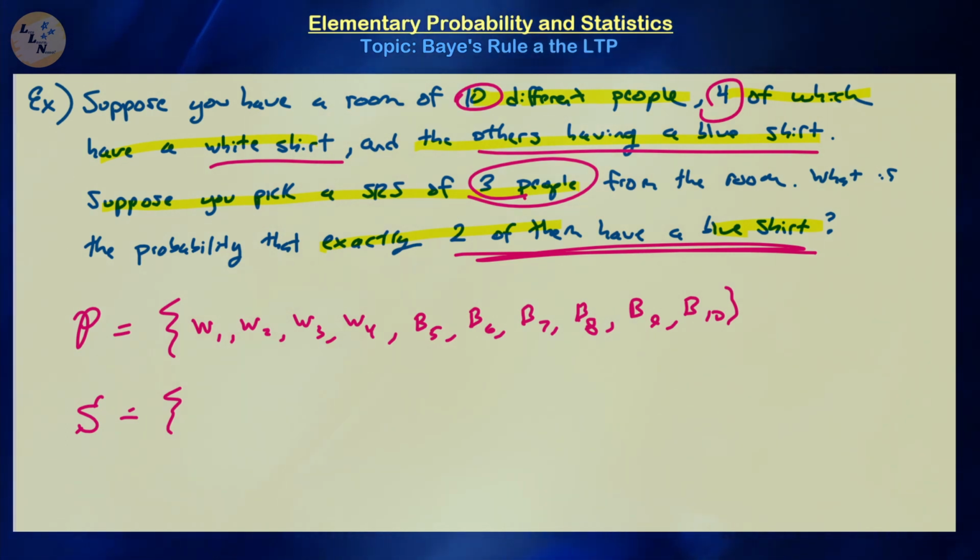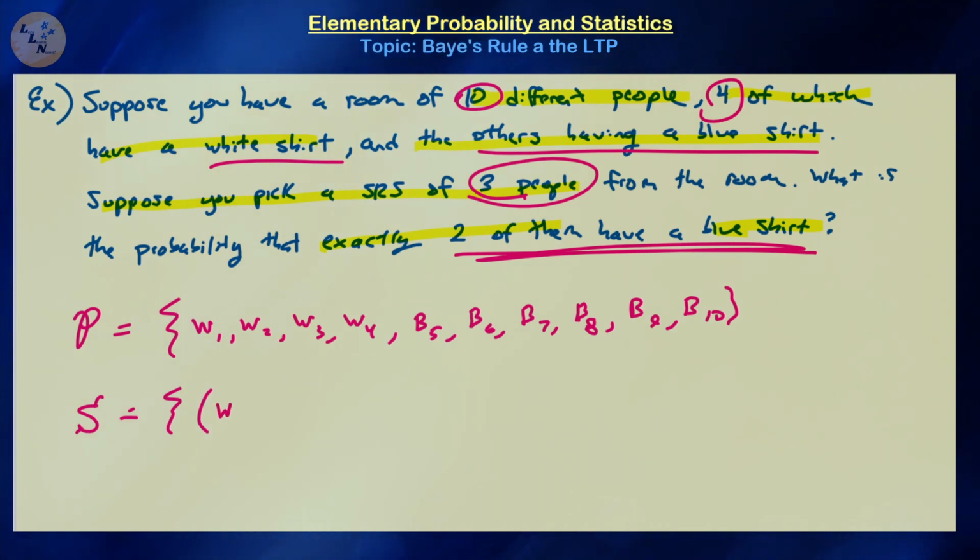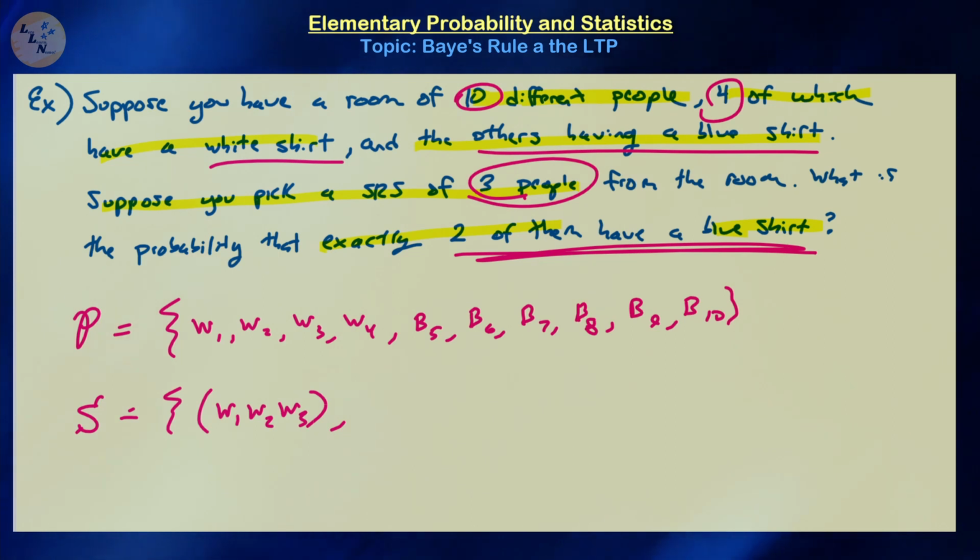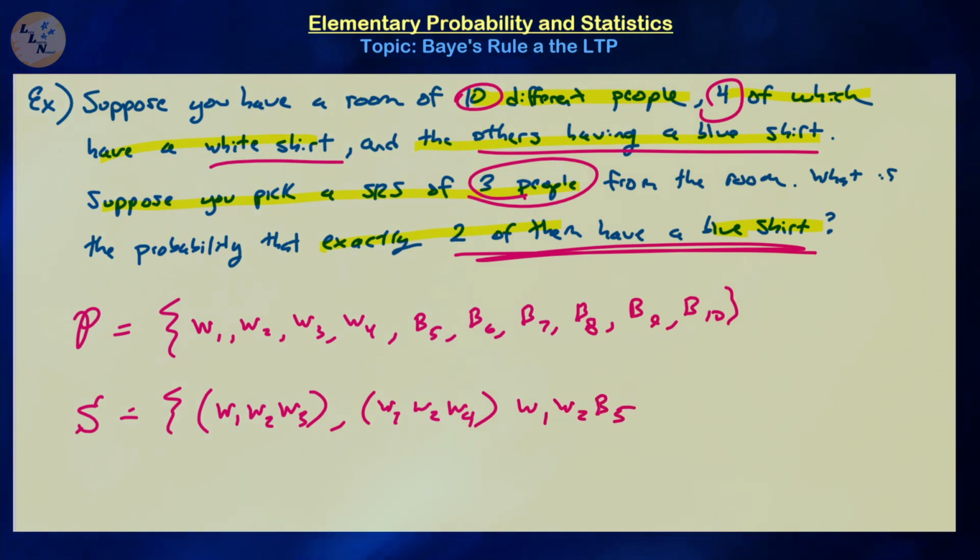So let's just list out just a couple elements of our sample space just to get an idea. So what we could do is we could select W1, W2, W3. We could select W1, W2, W4. We could select W1, W2, B5. And we could also select W1, W2, B6, and there's several more where W1 and W2 would be elements of that 3-person team.